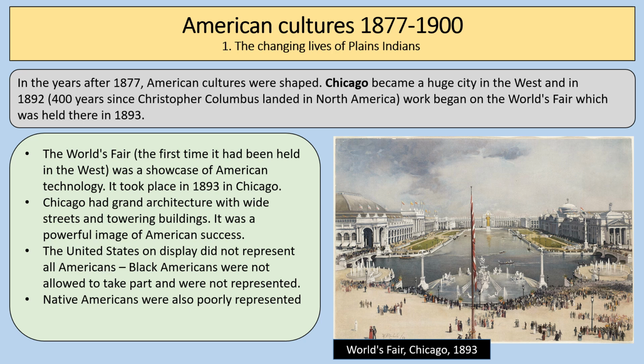In the years after 1877, American cultures were very much shaped. Chicago became a huge city in the West, and in 1892, 400 years since Christopher Columbus landed in North America, work began on the World's Fair, which was held there in 1893. The World's Fair was a showcase of American technology. Chicago had grand architecture, wide streets, towering buildings. It was very much a powerful image of American success during this time.